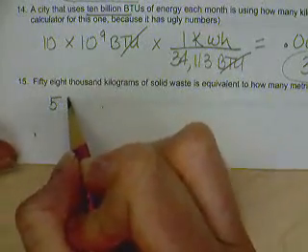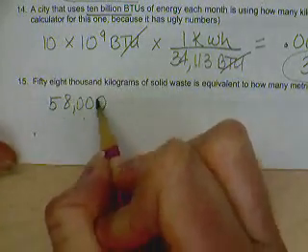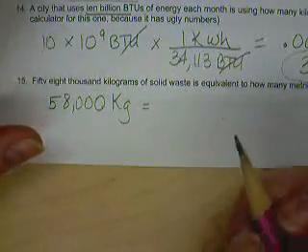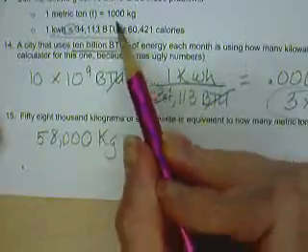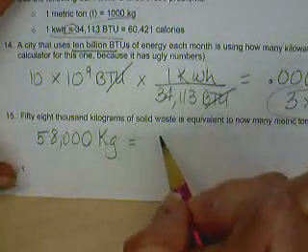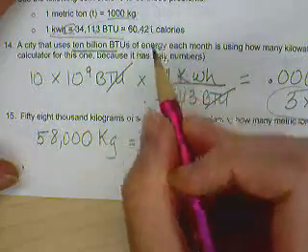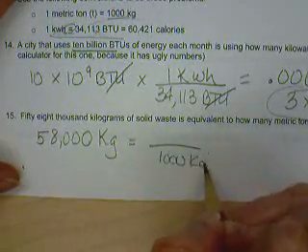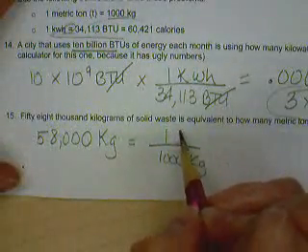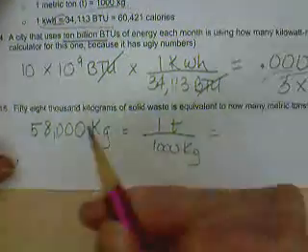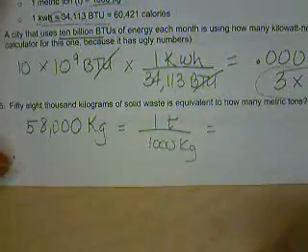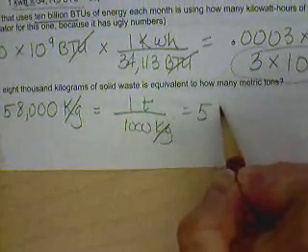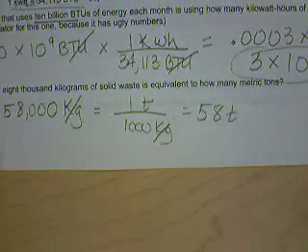58,000 kilograms of solid waste is equivalent to how many metric tons? Well, it tells you here that a metric ton is 1,000 kilograms. So I want kilograms at the bottom. So 1,000 kilograms, and then metric ton is at the top. So I'm just taking 58,000 divided by kilograms. My kilograms cancel out, and my answer here is 58 metric tons.